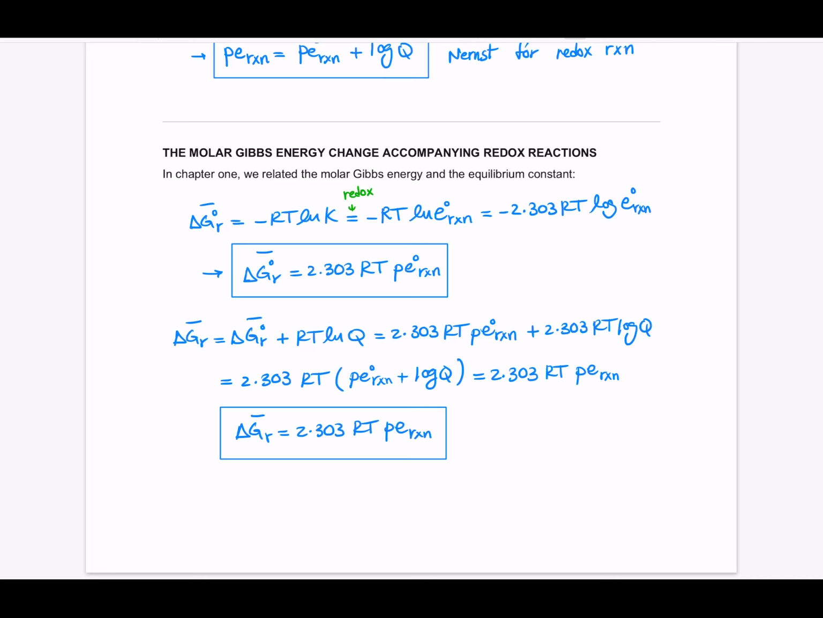So we try to use something that is very important for a redox reaction, which is delta G, and then connecting it to something that we described in this lecture. And similar to other reactions, for a spontaneous reaction, delta GR was negative. So that means PE0 or PE of the reaction must also be negative. So that's for a spontaneous reaction. If it's at the standard condition, obviously PE0 must be negative.